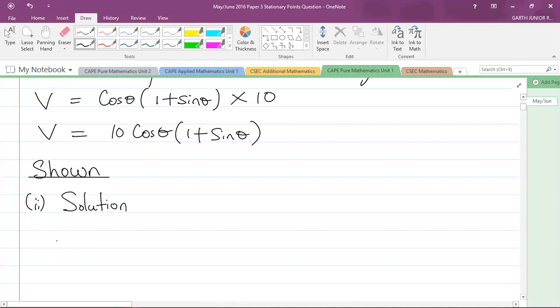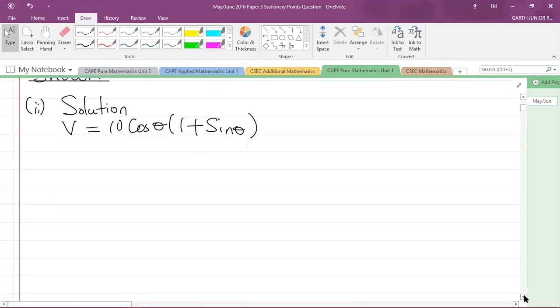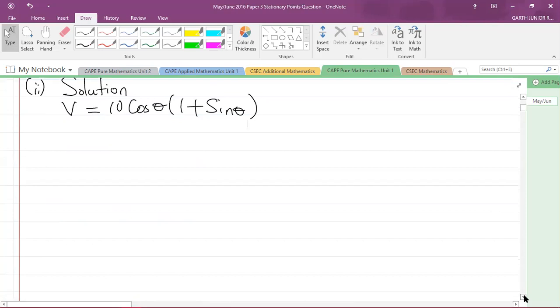Good. So we know that V is equal to 10 cos theta multiplied by 1 plus sine theta. All right, we know that. So I'm now going to find the derivative of V with respect to theta. Okay, that's now going to be dV by d theta. All right, so you realize that I'm multiplying two functions. Okay, so I'm going to have to use the product rule.